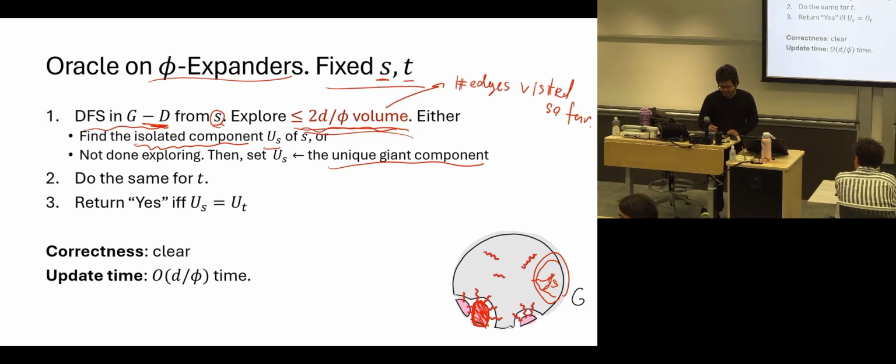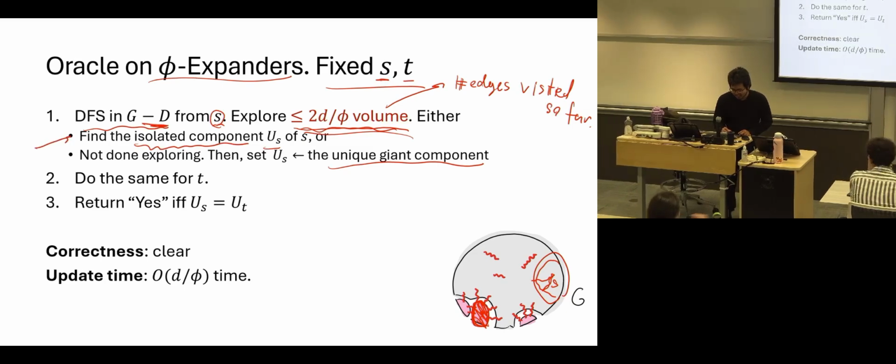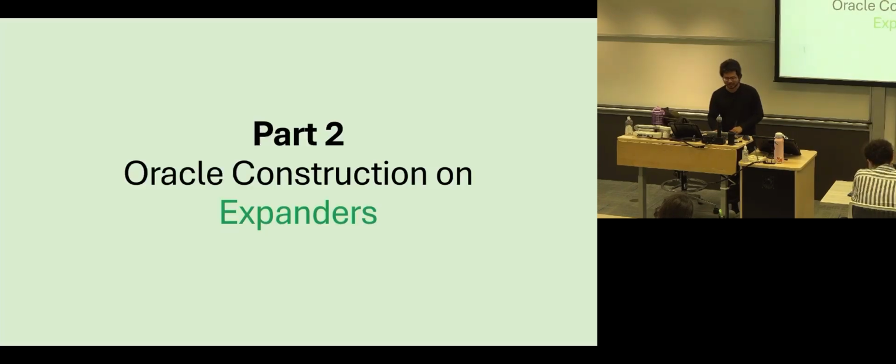Or moreover, if you identify the component of S and you didn't visit T, then you also know that T is not in the same component. Okay. So I'm just doing something a bit stronger.